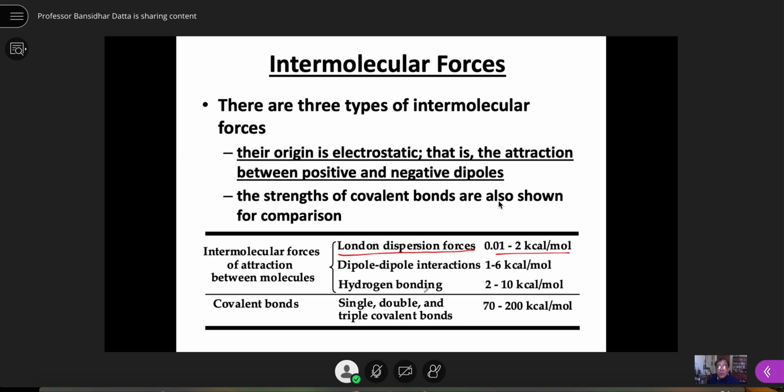Hydrogen bonding, 10 kcals per mole. And covalent bonds are the strongest bond.